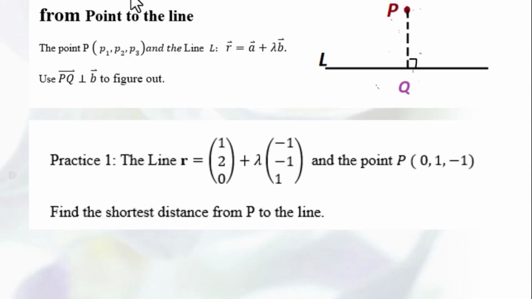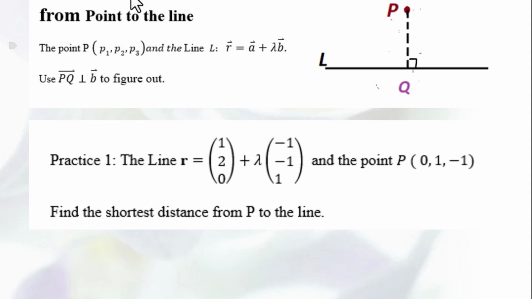The line r equals (1, 2, 0) plus lambda (-1, -1, 1), and the point P is (0, 1, -1). Find the shortest distance from P to the line.